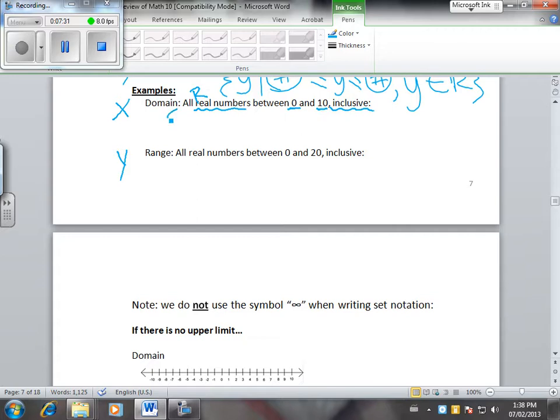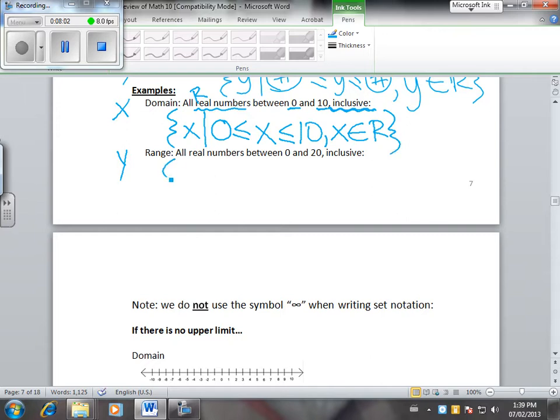So we start with our curly bracket, x such that, here's our lower limit. Because it was inclusive, I'm going to use my less than or equal to. Okay, so 0 is less than or equal to x, or x is greater than or equal to 0. And then x is less than or equal to 10, and x belongs to all real numbers.